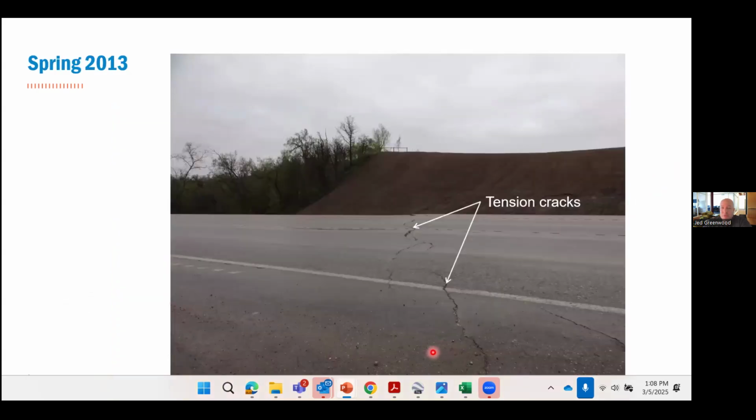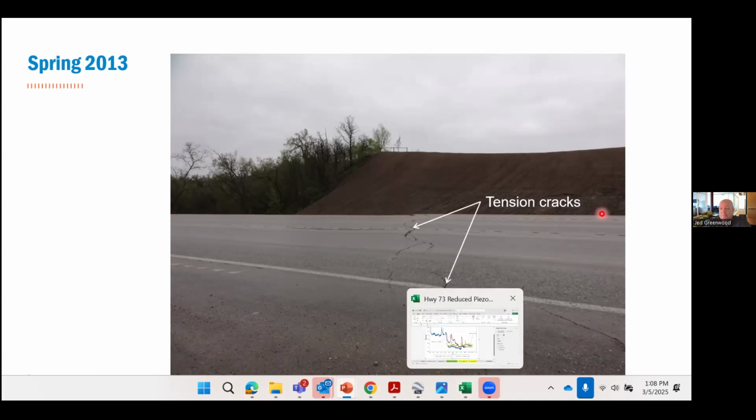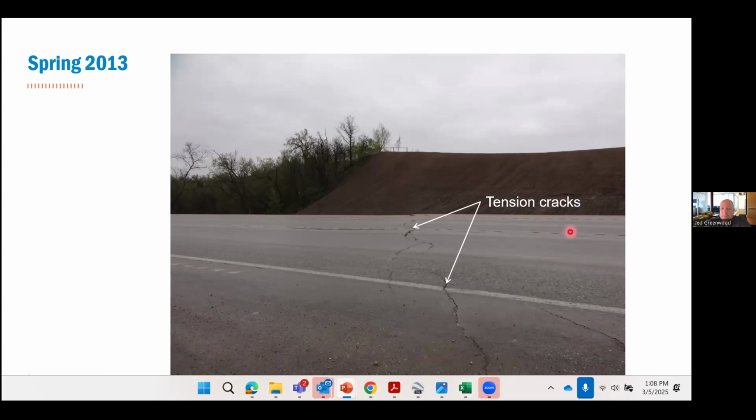Okay, so that project was completed in the fall of 2012. Now we're into spring 2013, and we have some tension cracks showing up on our new repair. And again, we weren't involved at this point. These are some historical photos. There's some problems starting right away.